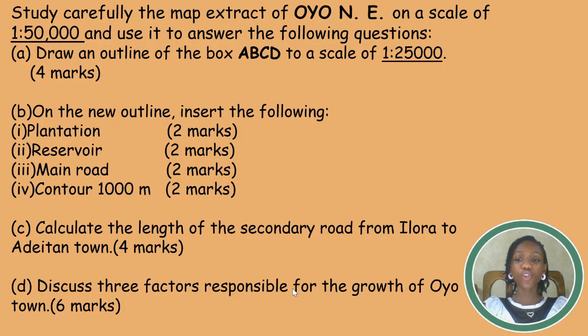As you can see for this question, we are not drawing an outline of the whole map. We are only drawing the section ABCD, and then we're going to insert the features in question B. But first, we need to know whether we are enlarging or reducing the map. And we were given both the old and the new scale, so now we need to find the factor. I'm sure that those who have watched our map reduction and enlargement video would already know how to calculate this. So now let's quickly do that.